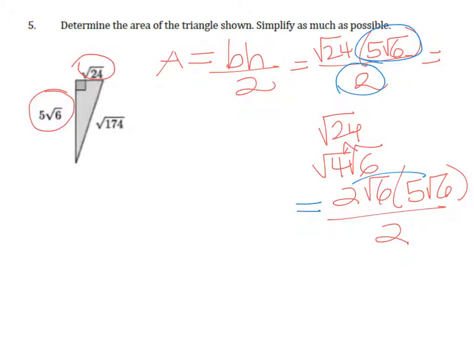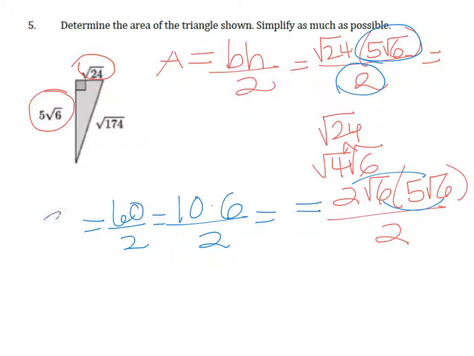So 2 times 5 is 10. A radical 6 times a radical 6 is a positive 6. It really makes the square root of 36, and that's a perfect square. So that's going to be times 6, all divided by 2. So 60 divided in half is equal to 30. And that's the area of this triangle.